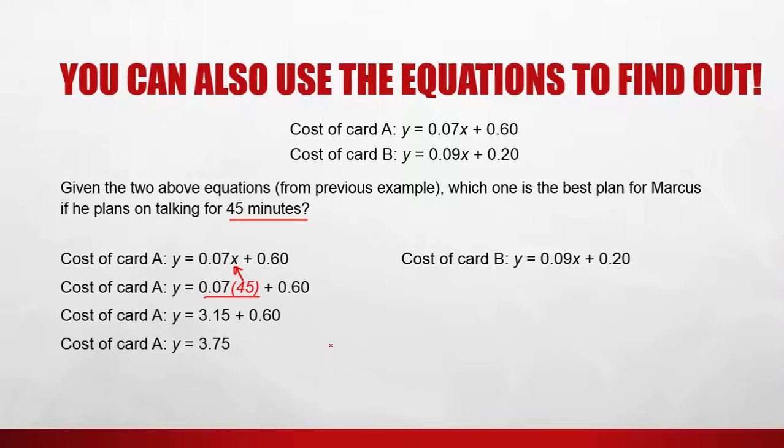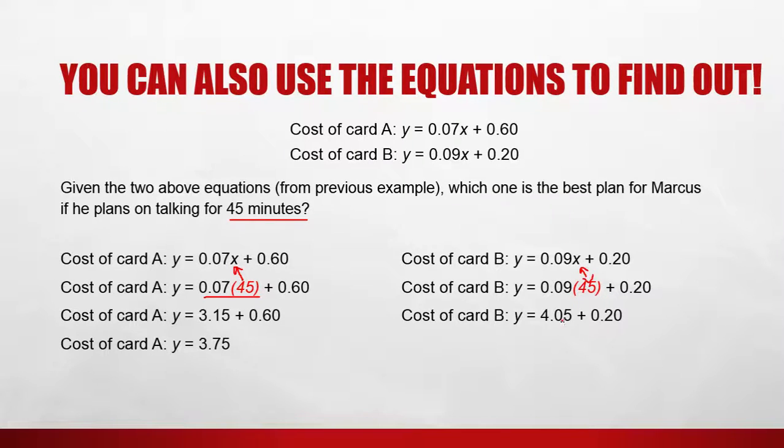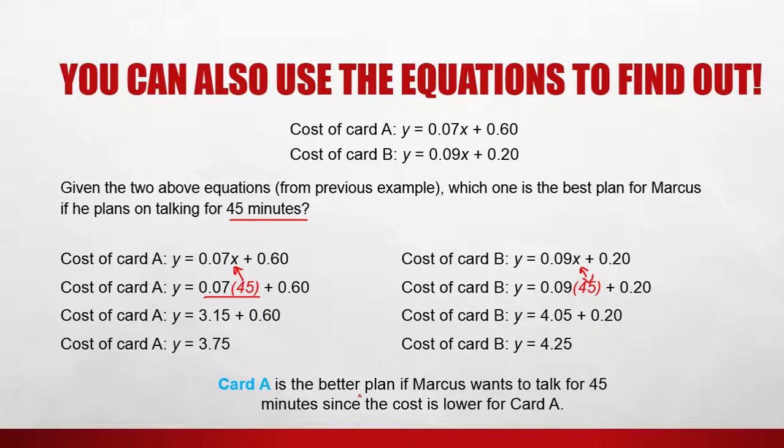We would do the same thing for card B. Plug in 45 for x right there, and we would get $4.25 for card B. So 50 cents, not a big deal, but it is cheaper. 50 cents, still cheaper regardless. So that's the same answer as we got earlier. Both gave us card A as the better plan if it was 45 minutes.